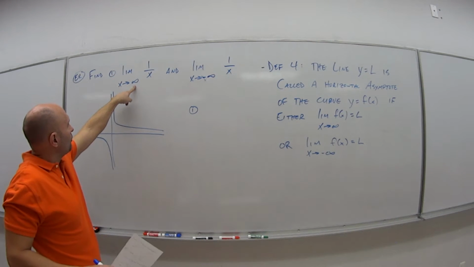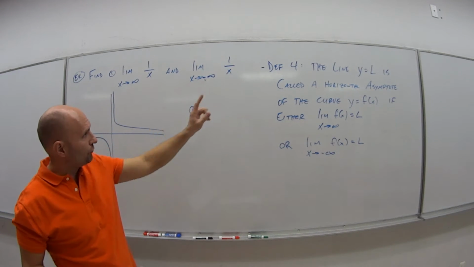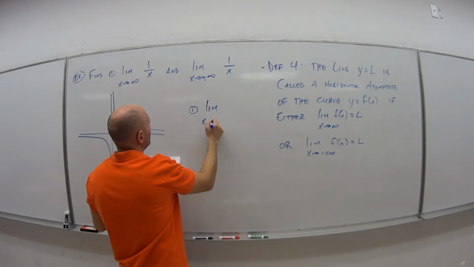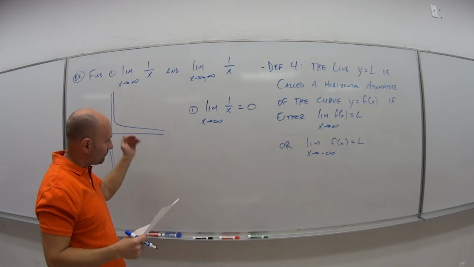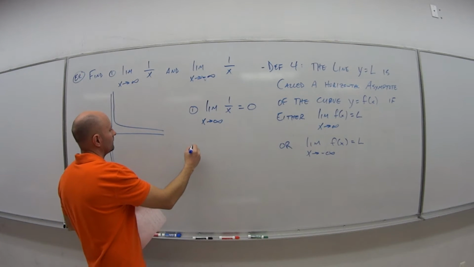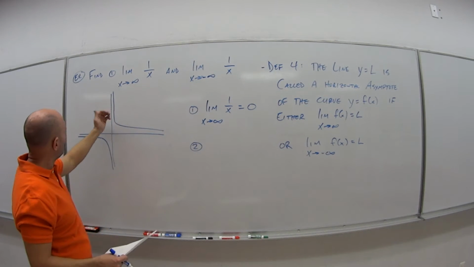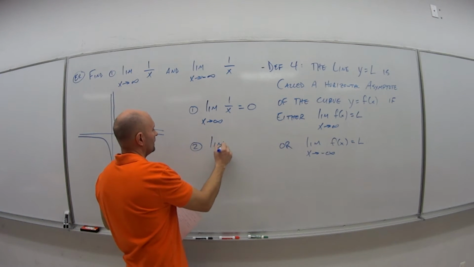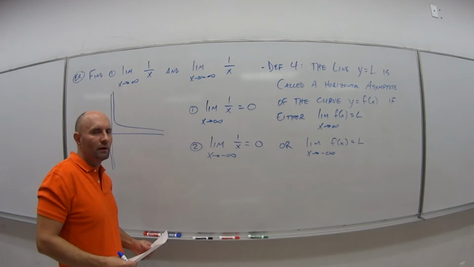So for number 1, the limit as x goes to positive infinity, as I choose bigger and bigger numbers, I get closer and closer to what value? I get closer to 0. So the limit as x goes to positive infinity of 1 over x is 0. It never hits 0, but it gets so close that we basically say it's 0. And 2, as x goes to negative infinity, now I'm going way off to the left, and which value am I getting closer and closer to? Well, again, the limit as x goes to negative infinity of 1 over x is also 0.